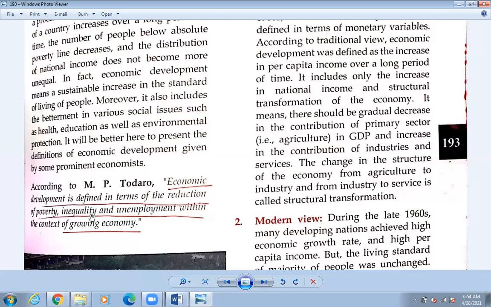So inequality हुनु भएन. गरिब धेरै गरिब, धनी धेरै धनी हुनु भएन. So they must be equal, all must be rich enough. So that also must be eradicated, that means it must be reduced.